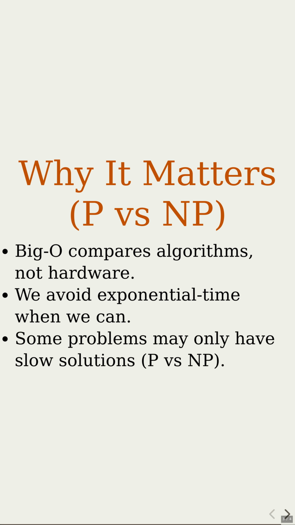However, some problems seem to only have slow solutions. That's the well-known P versus NP question, which has a $1 million prize attached to it. Alright, now I definitely care about Big O.